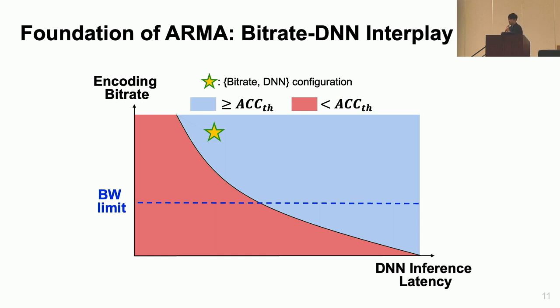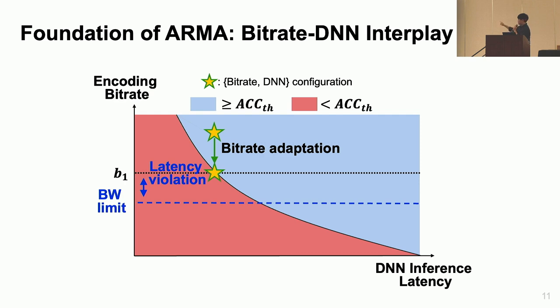And the foundation mechanism of ARMA for achieving consistent low latency is the bitrate DNN interplay. So let me illustrate how this works using this figure, and assume that this is a 2D bitrate and DNN configuration space, where the blue region here denotes the configurations that satisfy the application's accuracy requirement. And assume that we're currently using the configuration, the yellow star there, but the network bandwidth fluctuates and drops to that blue line. If we adapt the bitrate only, we can only reduce the bitrate to as low as B1, which is still above the bandwidth limit, which would incur a latency violation.